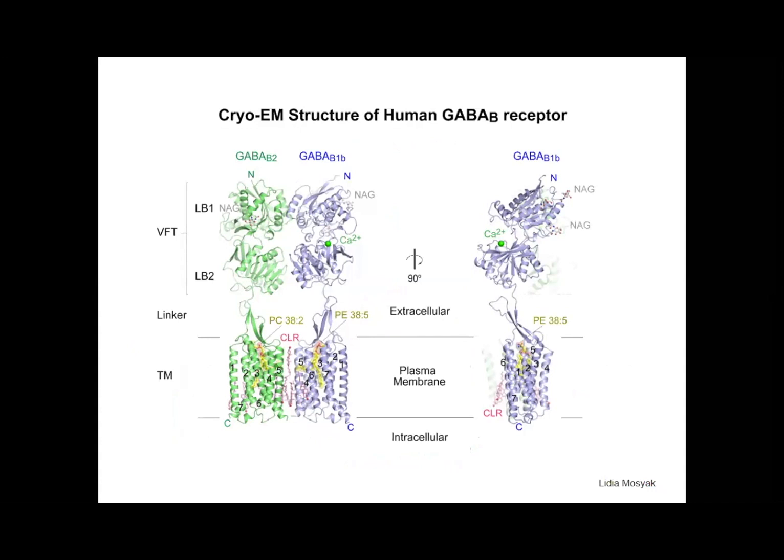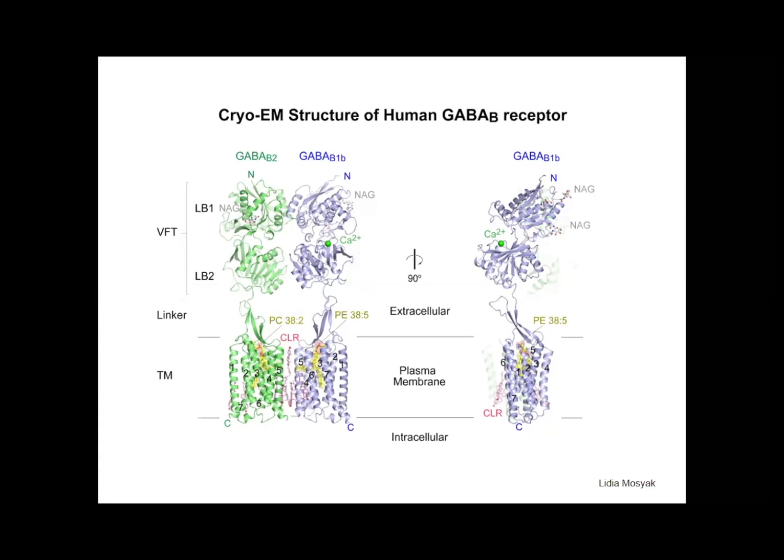As shown here, the heterodimeric GABAB receptor is assembled by GABAB1 and GABAB2 subunits interacting side by side while facing opposite directions. Each subunit consists of an extracellular VFT module, linker, and TM domain. The receptor subunits associate through both the extracellular and TM domains.